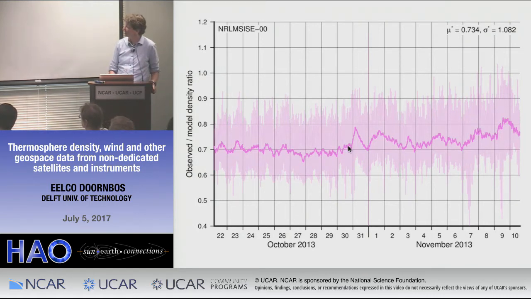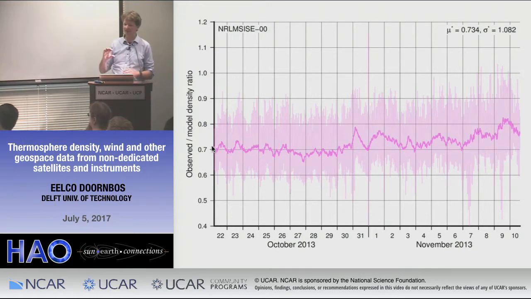And basically what you can see here is that there is this hiccup in how the model performs here on the 30th. That's when the geomagnetic activity started to kick in. And after that, it also becomes quite a bit more ill-behaved. So here, basically what you want is a constant line, though it is not exactly at 1.